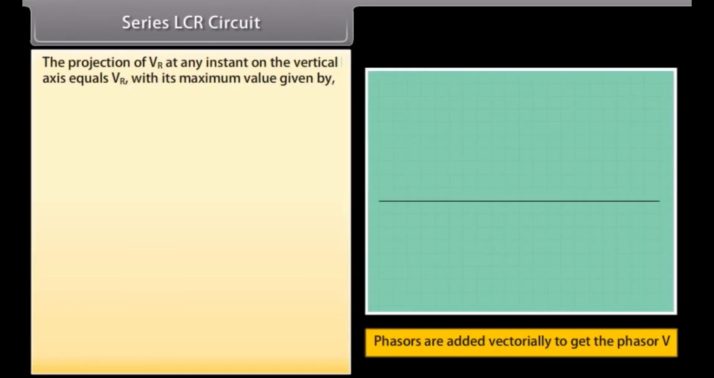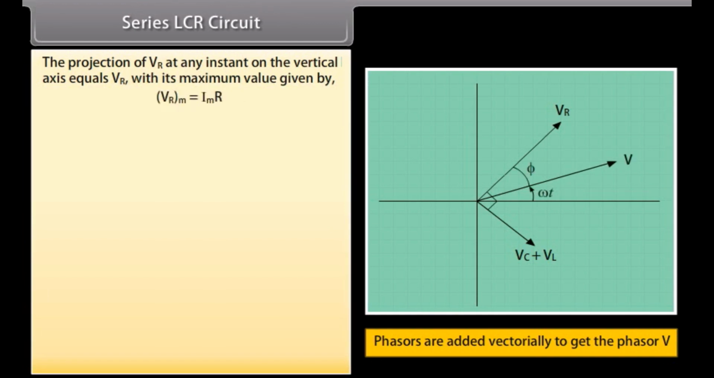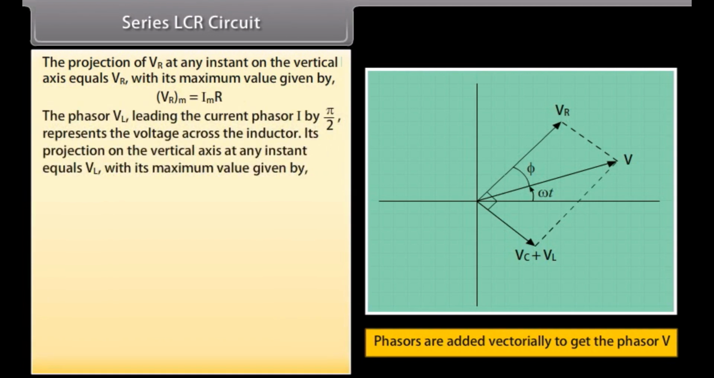The projection of VR at any instant on the vertical axis equals VR with its maximum value given by the product of Im and R. The phasor VL leading the current phasor I by pi by 2 represents the voltage across the inductor. Its projection on the vertical axis at any instant equals VL with its maximum value given by the product of Im and XL.